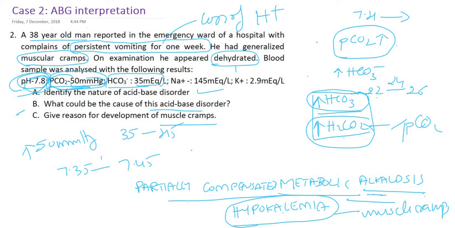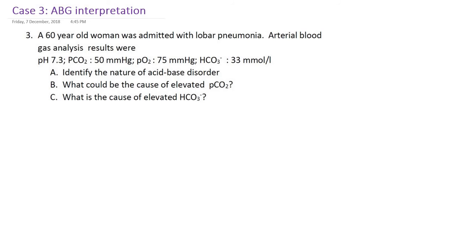We'll see another example. You will understand better. Read carefully. A 60-year-old woman was admitted with lobar pneumonia. Again, respiratory problem. ABG report shows pH is 7.3. I will not see any other parameter. I will see pH. It is less than 7.4. So I will write it is an acidosis. Acidosis may be respiratory or metabolic.